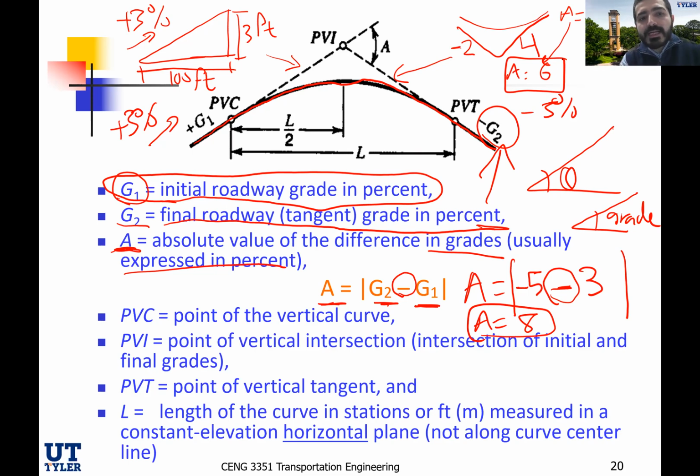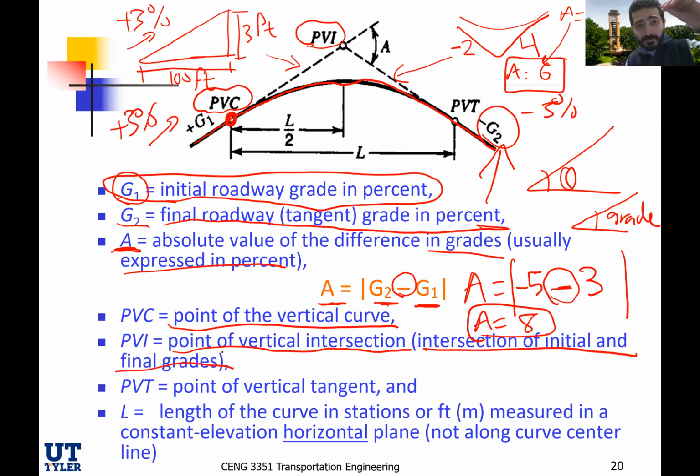All right. Besides that, what's PVC? PVC is the point of the vertical curve, or the beginning of the vertical curve. Before that point, we're assuming there was no vertical curve. The roadway was flat, and then now we're going uphill or downhill. The PVI is the point of vertical intersection, the intersection of the initial and final grades. This is an imaginary point. It doesn't exist in the field, but this is where the two tangents meet each other.